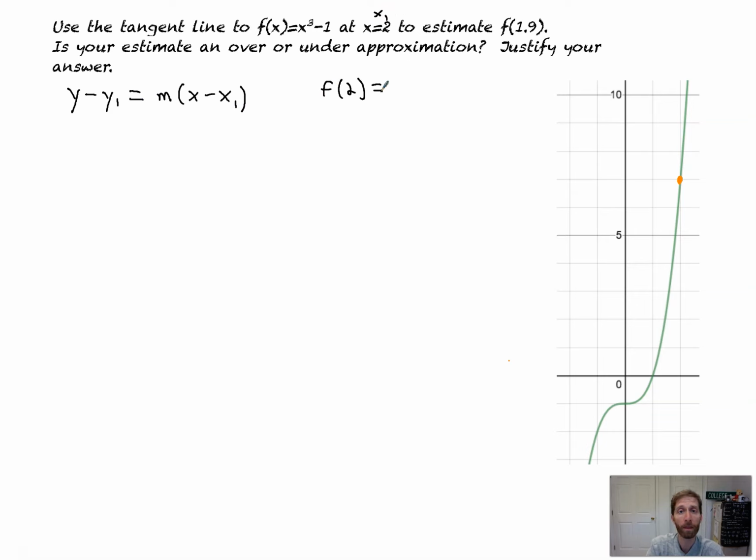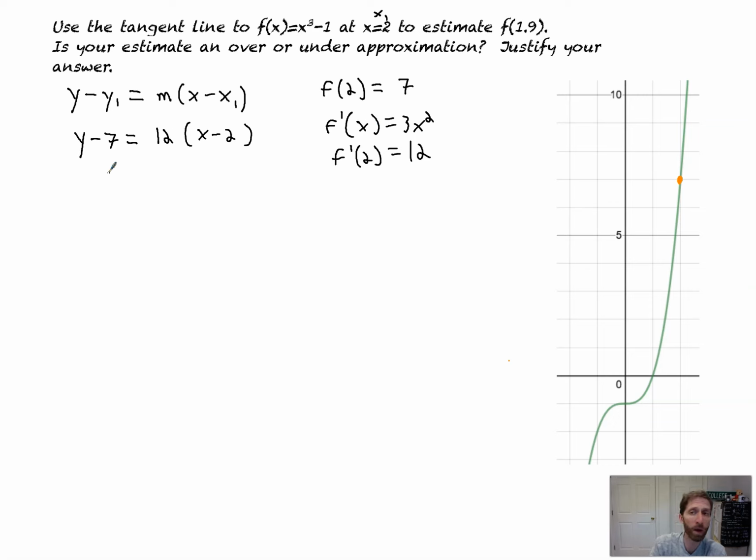f of 2 is equal to 2 cubed minus 1, which is 7. So now I've got y minus 7 is equal to the slope, which I don't know. All right, so we're going to have to find the slope, but I at least have x minus 2 from this. f prime of x is going to be equal to 3x squared. So f prime of 2 is equal to 12, right? 2 squared times 3.